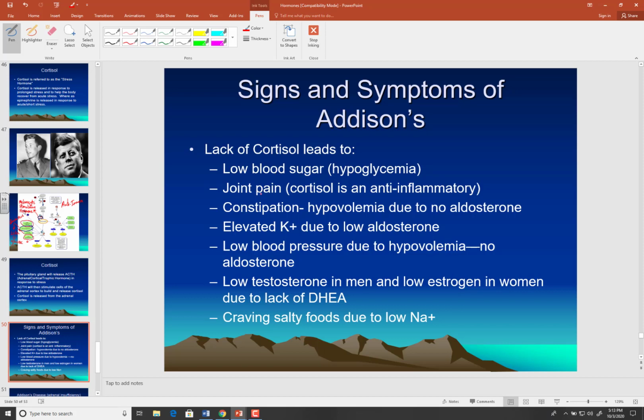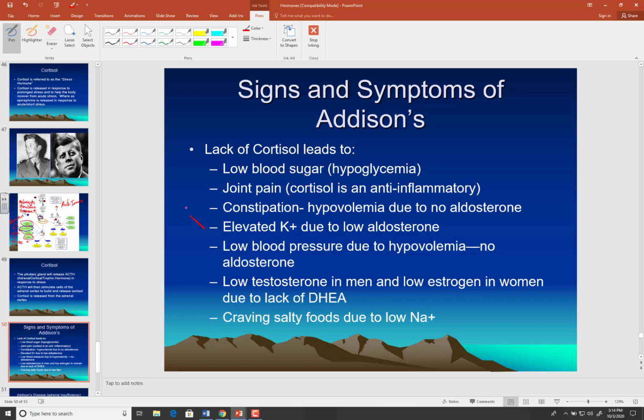They're going to complain of joint pain, right? And pain in general, because cortisol is the body's primary anti-inflammatory. And they'll develop constipation. Constipation can lead to nausea. If you don't digest your food or it's backing up, then you'll get nauseated and sometimes vomit. And the hypovolemia really contributes to that. And basically what's happening is you're making your poop so dry that it becomes constipated.